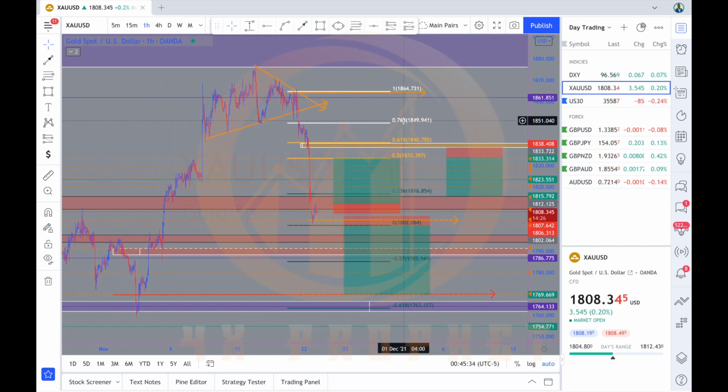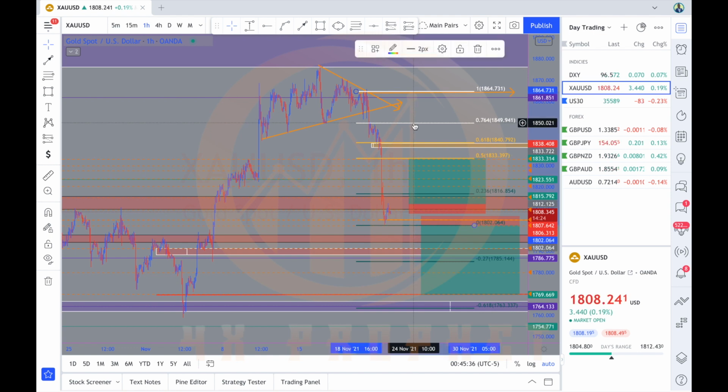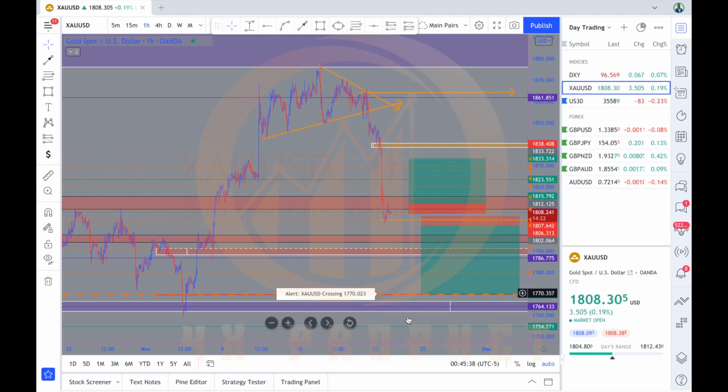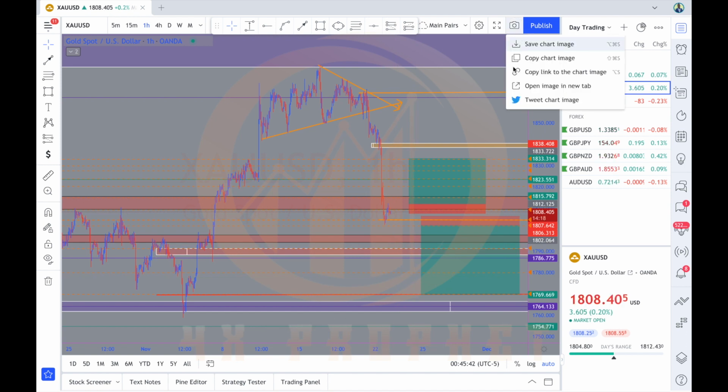All right, cool. So that is my gold breakdown, how I just marked up gold today, the 23rd of November 2021.